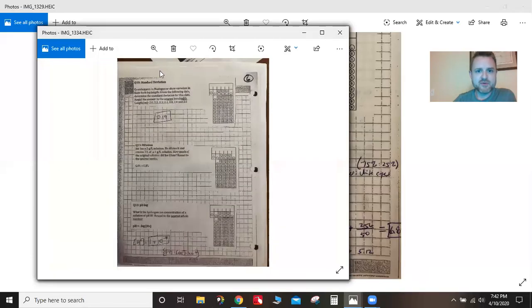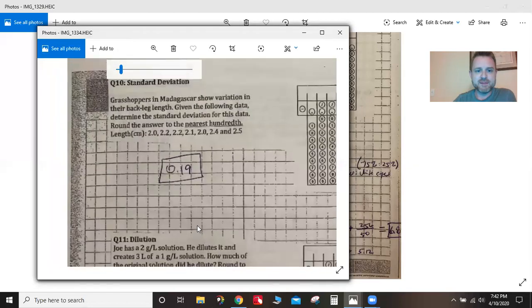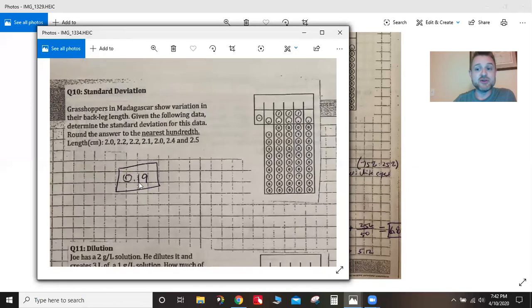Question 10, standard deviation. There's a formula on the formula sheet, but you have a graphing calculator. It's 0.19. Make sure you know how to plug in numbers to get the standard deviation. This isn't population, this is a sample deviation. The symbol is lowercase s. Just make sure you can plug those numbers in and get 0.19.